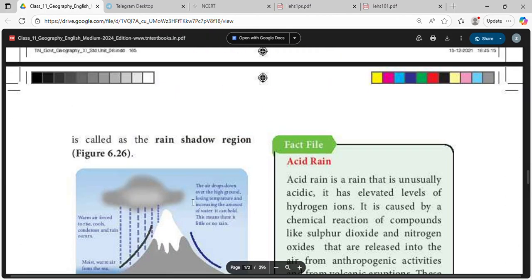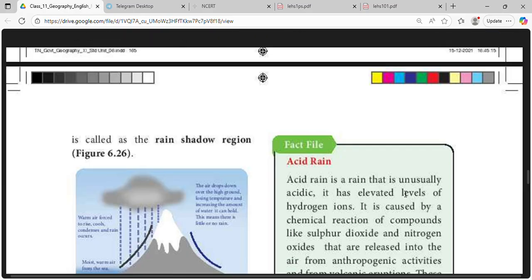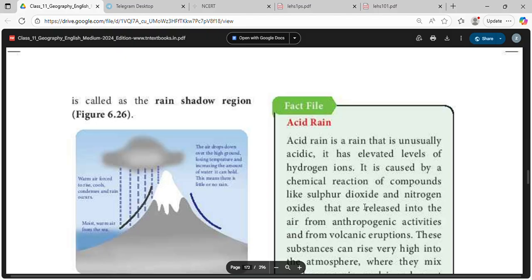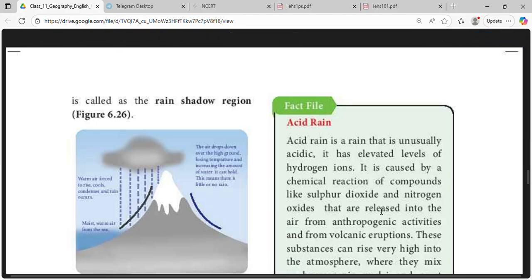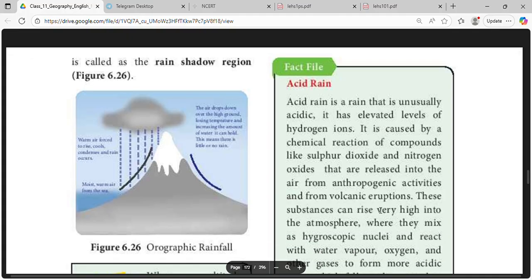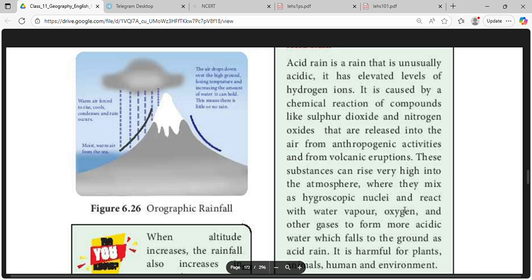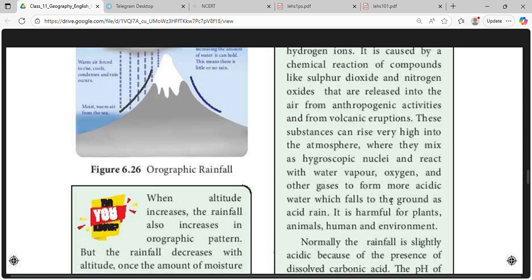Acid rain is rain that is unusually acidic. It is caused by chemical reaction of compounds of sulfur dioxide and nitrogen oxides, which are released into the air from anthropogenic activities and from volcanic regions. These substances can rise very high into the atmosphere where they mix as hygroscopic nuclei and react with water vapor, oxygen, and other gases to form acidic water which falls to the ground as acid rain.